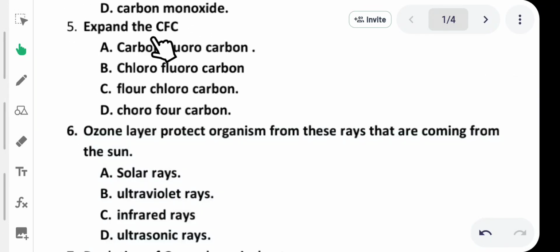Expand the CFCs. What are CFCs? You have to expand. Options: carbon fluorocarbon, chlorofluorocarbon, chlorocarbon. Here the answer is chlorofluorocarbon. That is option B.